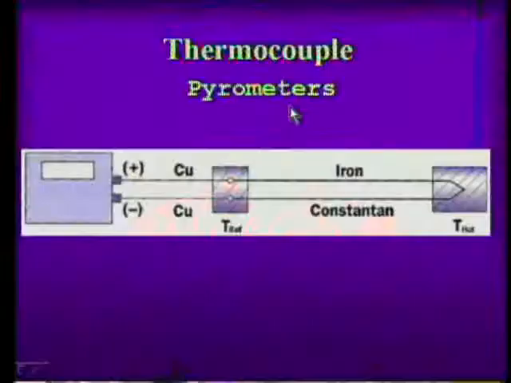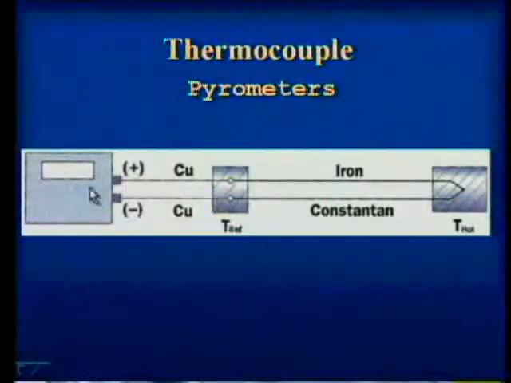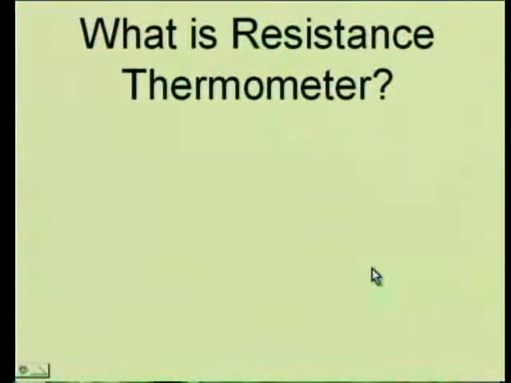Right. Now let us go for one more figure of these thermocouple pyrometers. Here you can see iron, constantan, and copper. So copper rods are there, and constantan is another particular metal which is a combination of two metals in percentages of 60 and 40. And next is the resistance thermometer. So the second part is the resistance thermometer. Through the resistance we will measure the temperature.